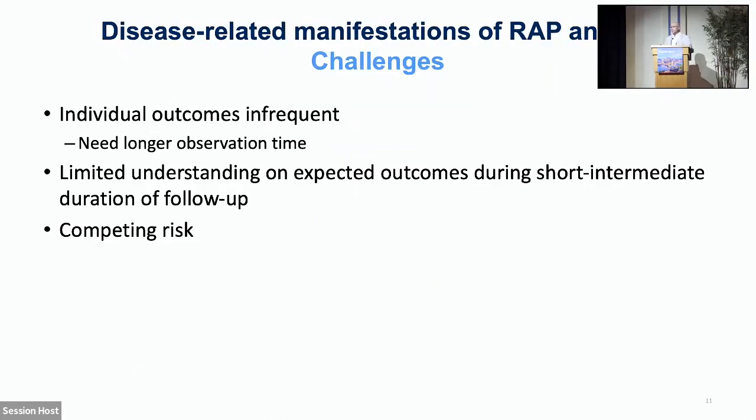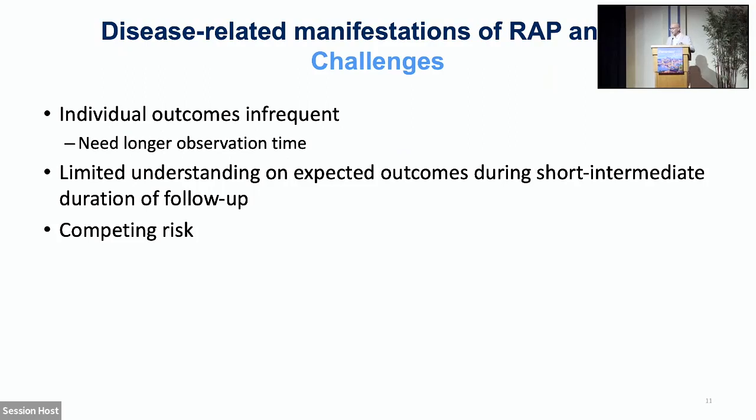So the challenges in disease-related manifestations are that individual outcomes of interest are infrequent. They need longer observation time. At this time, we have limited understanding in terms of what we can expect in a group of patients in the short or intermediate term that is of interest to us, at the most maybe 1 year, 2 years, or 3 years. Because if we have that sense, then we can actually get a better idea in terms of what we can plan and what we can expect in terms of the effect size that we are looking at.